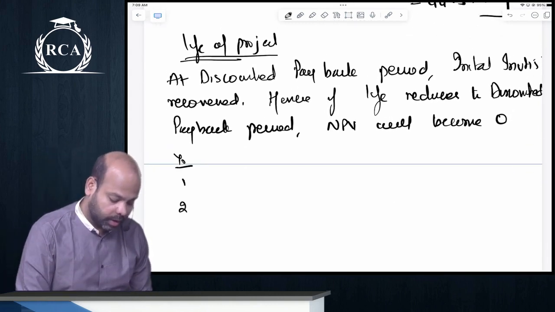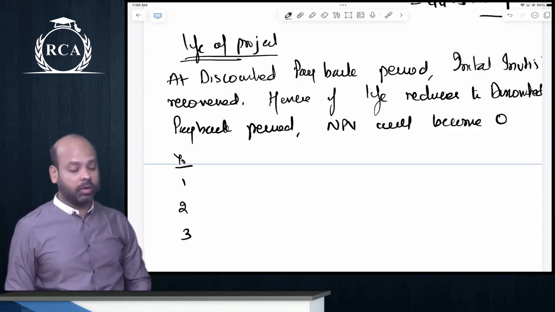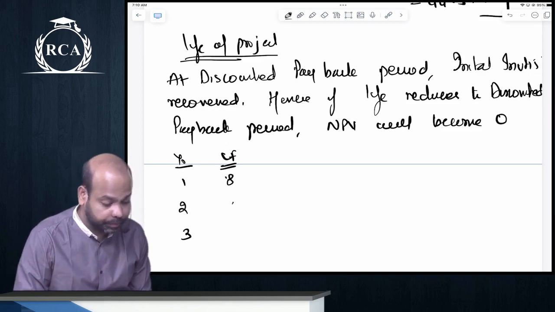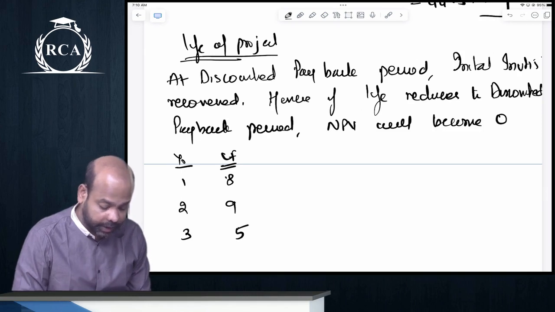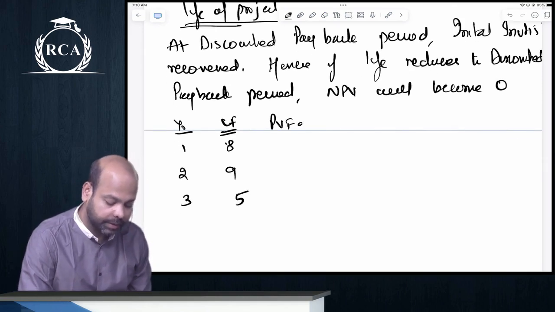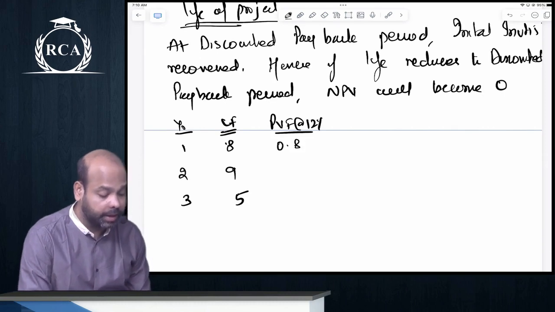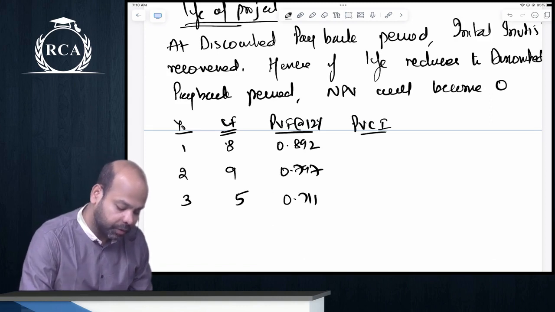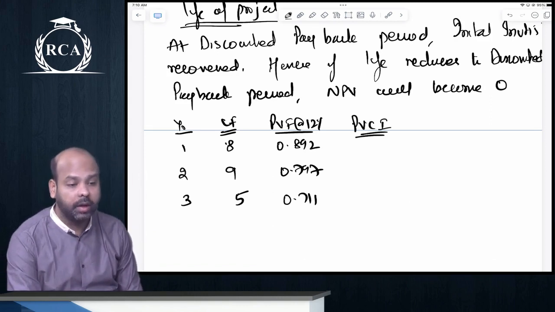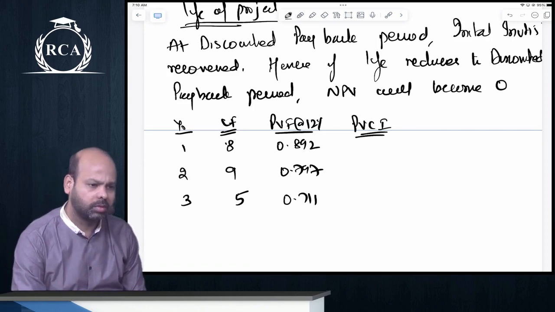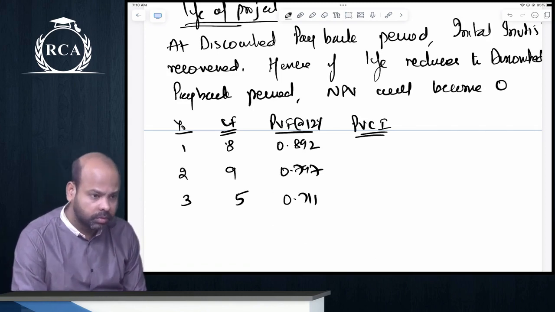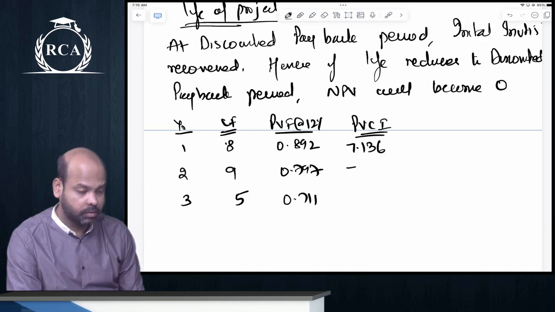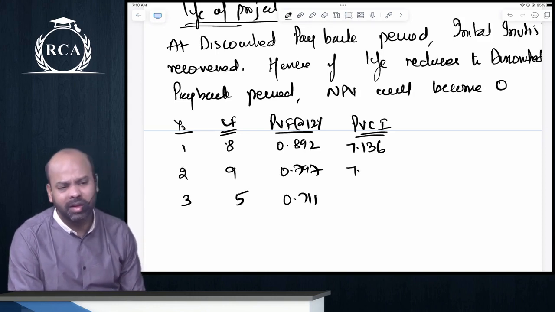Now you know, beta, what is to be done. This will be computed at your cost of capital only, beta. What are the cash flows again, beta? 8 crores, 9 crores and 5 crores. Present value factors, beta, at 12%: 0.892, 0.797, 0.712. What will be the present value of cash inflows? 8 into 0.892, 7.136.